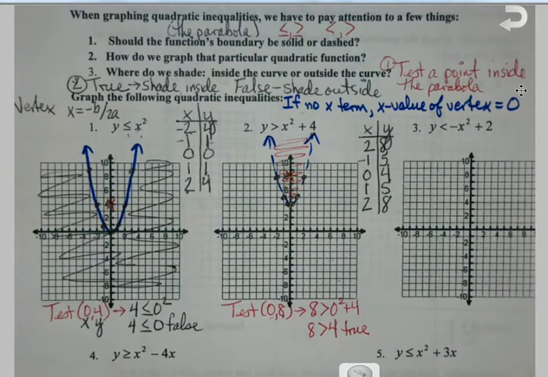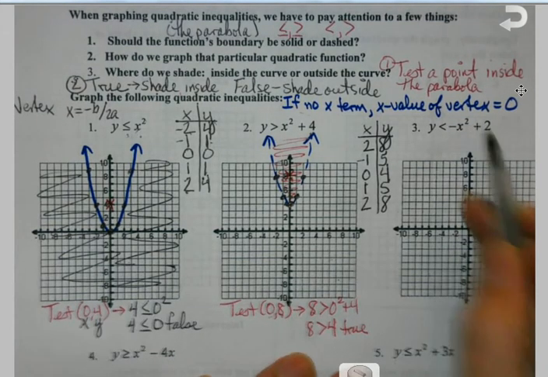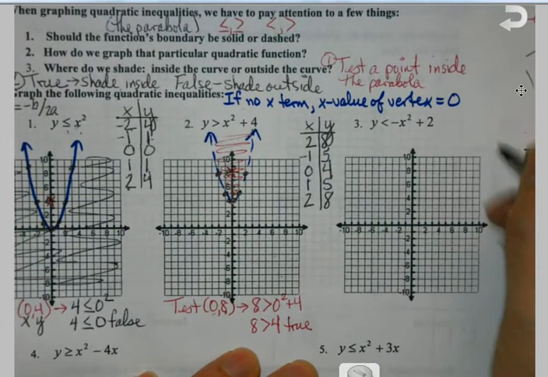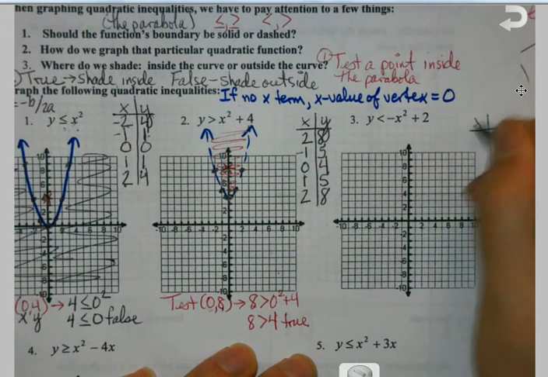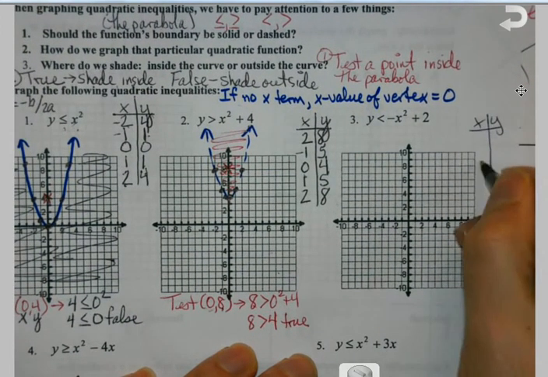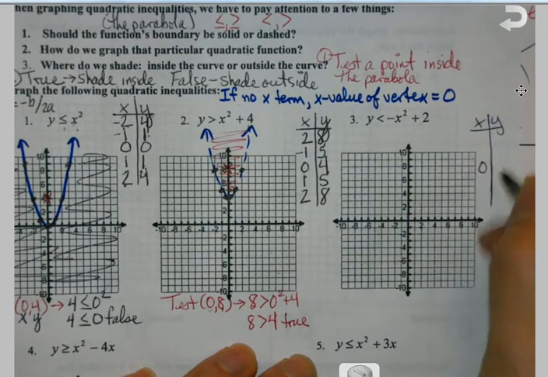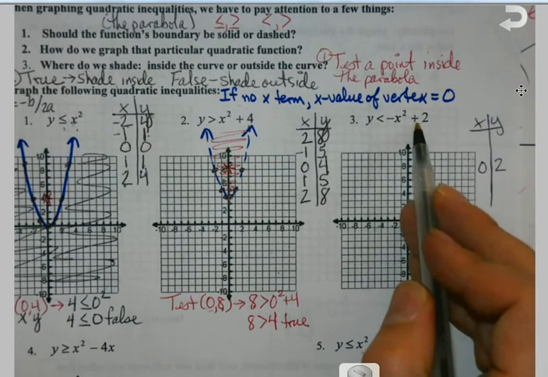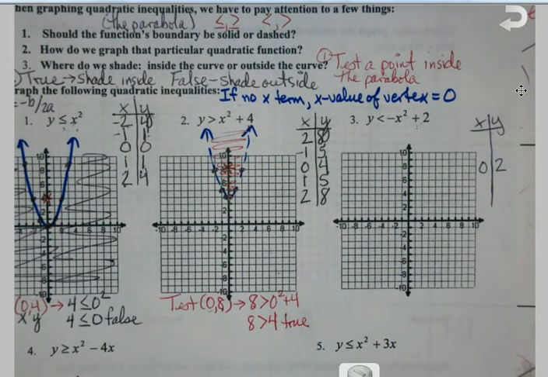Well, it'd still just be 0. So on this next one, I look and I'm like, okay, still no x term. So let me shift over a little bit here. I'm going to be at 0. Even though that negative's there, my vertex still is getting shifted up 2. Okay, so it's just 0, 2.